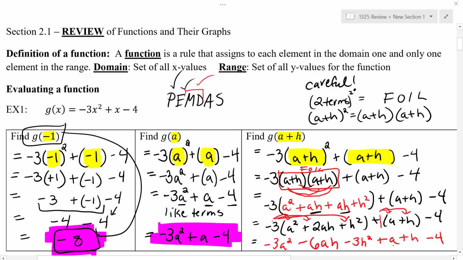This term just has an A in it. There's no other term that has just an A. This term has just an H in it, and there's no other term that has just an H in it. And this last term, negative 4, doesn't have any variables in it at all. So there is no adding or subtracting that can be done. There are no like terms, so this is our final answer.